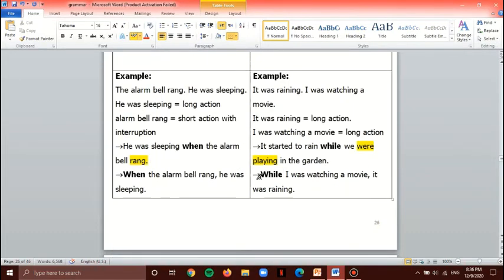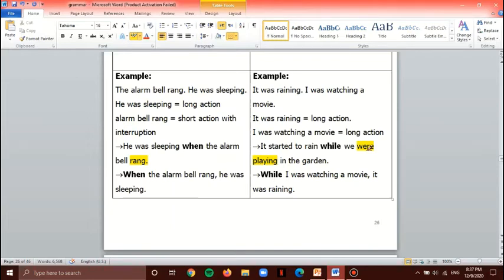For example, here, while I was watching a movie, it was raining. These are both long actions. They do not interrupt each other, so I use while with them. Now, it started to rain while we were playing in the garden.